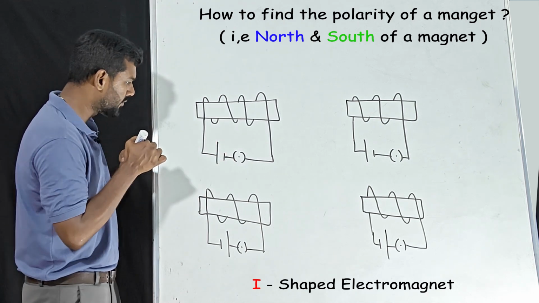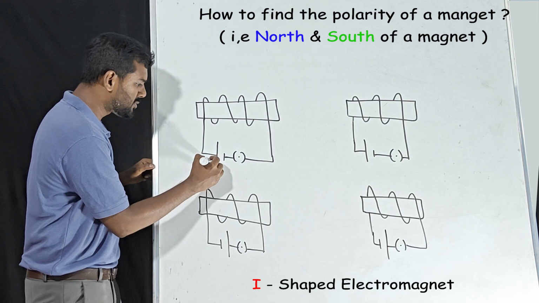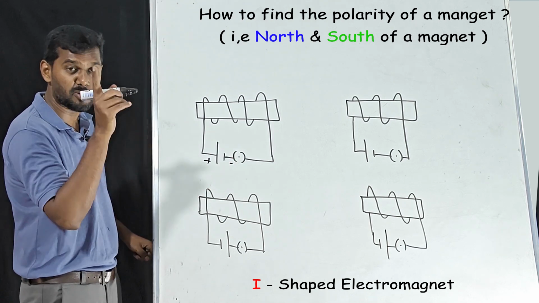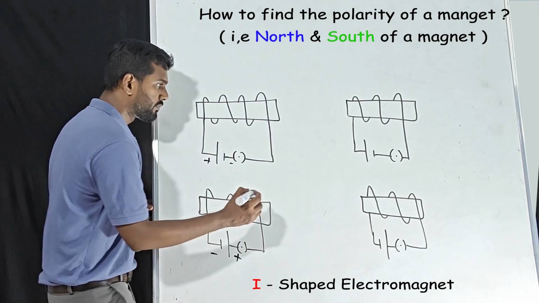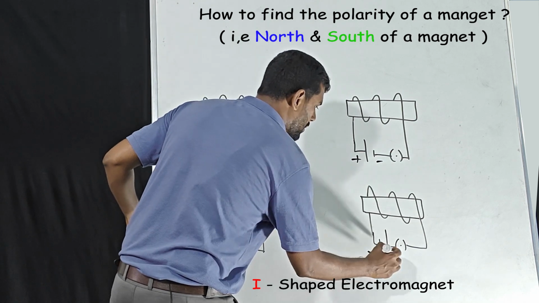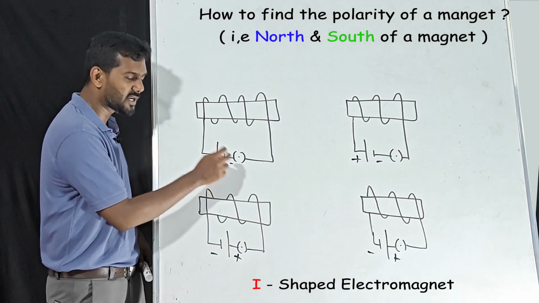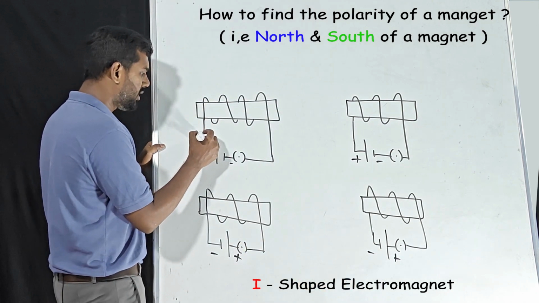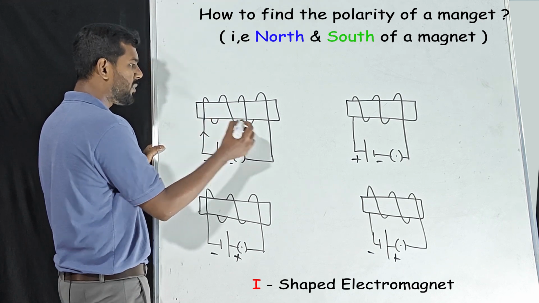Go with this one. Now listen. The bigger one is positive, the smaller one is negative. This is very much important. Plus, minus, minus, plus. Once you write the plus and minus terminals, draw the arrow marks of current.